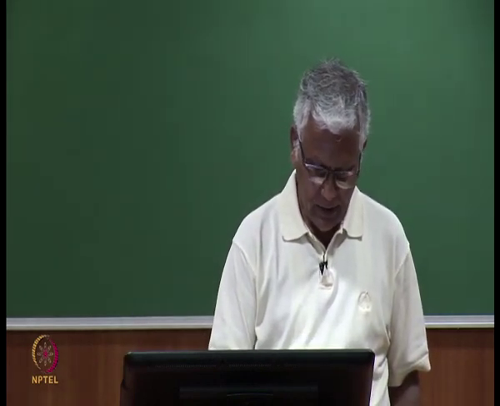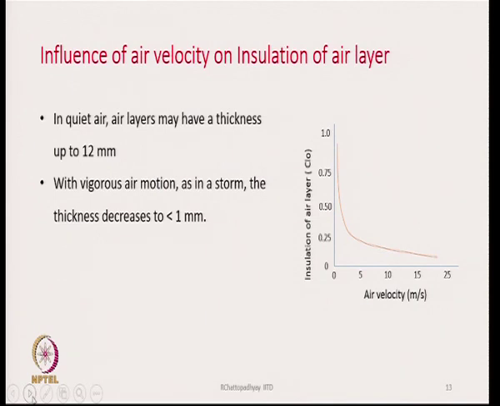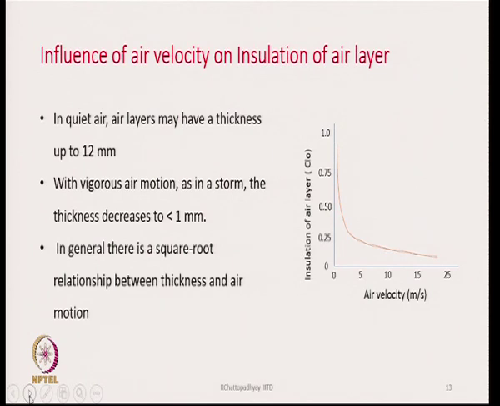Okay. Now comes the influence of air velocity on the insulation of the air layer. See the air layer, the boundary layer of the air: as long as it remains still, it has a certain insulation value, but when the velocity of the air is going to increase, then things are going to be different. In quiet air, the boundary air layer may have a thickness of almost 12 millimeter. With vigorous air motion, as in a storm, the thickness decreases to less than 1 millimeter. In general, there is a square root relationship between thickness and air motion. There is a graph on the right hand side that shows air velocity and insulation of the air layer, how it is declining.